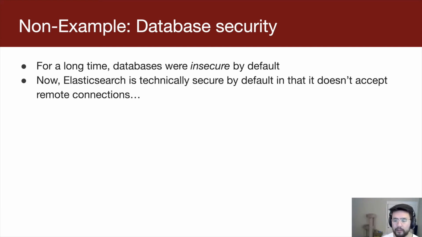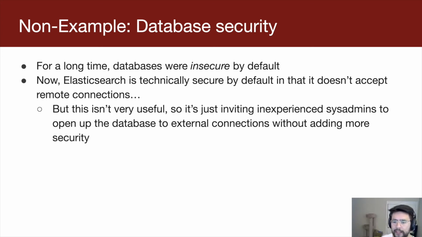Now they argue that they're secure by default, but I don't really buy it. Elasticsearch claims to be secure by default because it doesn't accept remote connections when you install it. But is that actually really useful? If you're going to have a separate database server and you want other parts of your application on other servers to talk to it, well, you have to have remote connections, right? This isn't very useful. So it's just inviting inexperienced sysadmins to open up the database to external connections without adding more security. And that's not great.